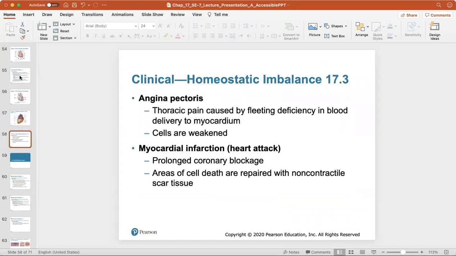Some homeostatic imbalances: angina pectoris is thoracic pain caused by a fleeting deficiency in blood delivery to the myocardium, where the cells are weakened. And a myocardial infarction is a heart attack with prolonged coronary blockage. Some areas of cell death can be repaired with non-contractile scar tissue, but usually some sort of intervention needs to take place as soon as possible.